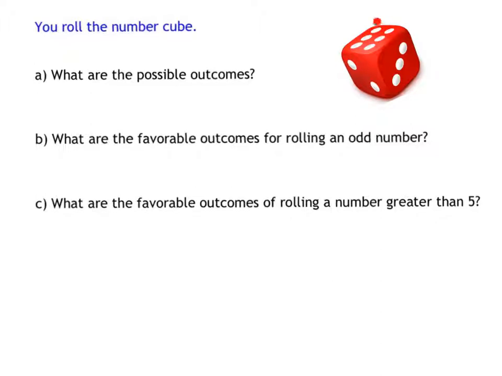All right, so we have a number cube. It's a normal dice. It's got 1, 2, 3, 4, 5, and 6 on it. So I want you to push pause, and I want you to try to answer these questions based on the vocab that you just learned. And then push play when you're ready to see the answers.